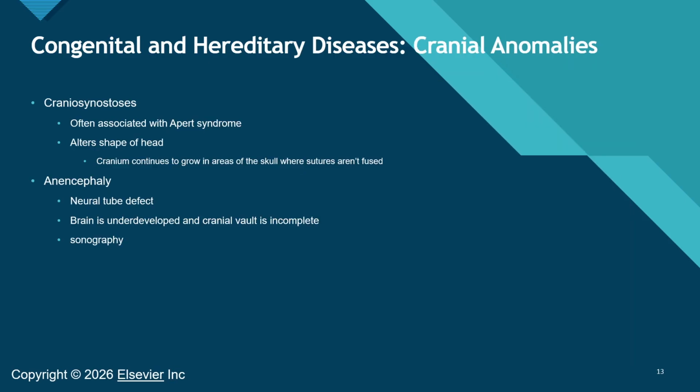Craniosynostosis is often associated with Apert syndrome. This disease is congenital premature closure of one or more of the cranial sutures before the brain is fully formed. When this happens, it alters the shape of the head, so the cranium continues to grow in the areas of the skull where the sutures remain unfused to accommodate brain growth. This can be corrected with surgery, but it does have a risk of brain damage.